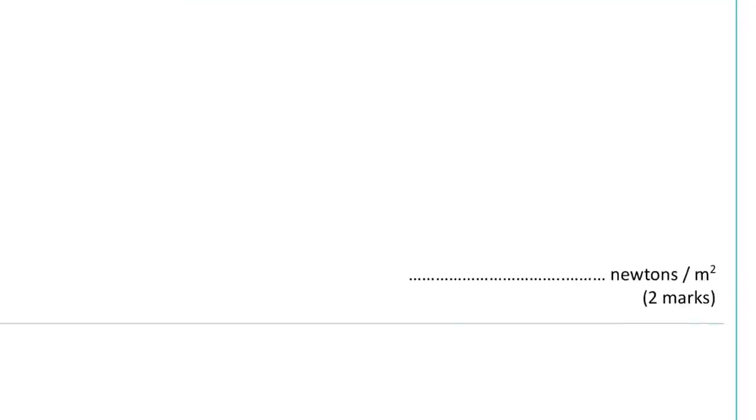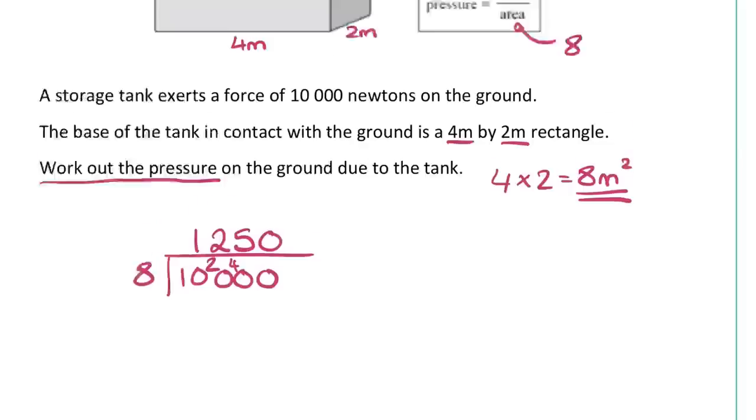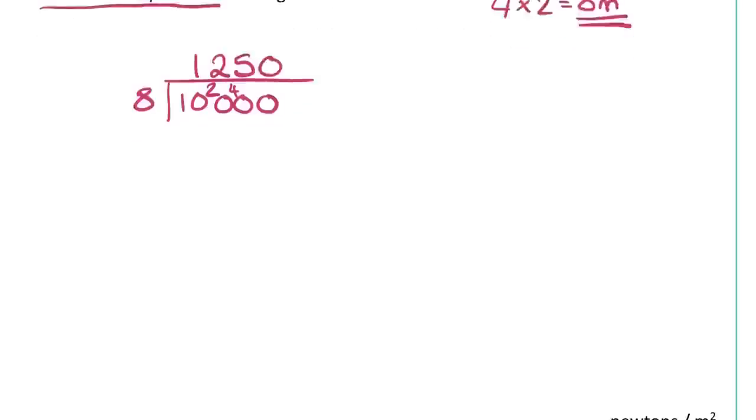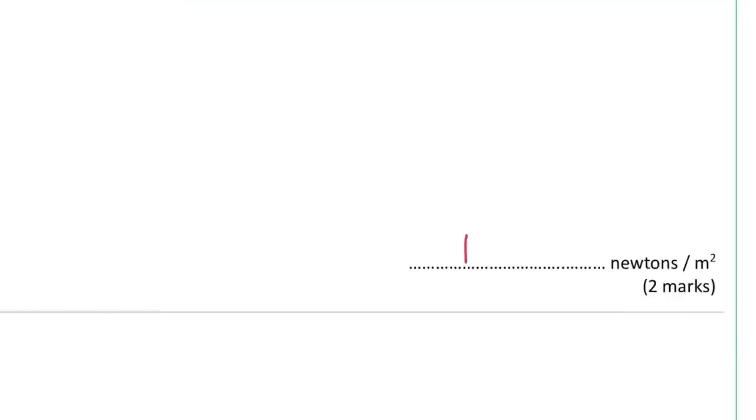Now that's newtons per metre squared. It does normally give you that on the dotted line there, but it's newtons per metre squared. We know what it is anyway, because that was 10,000 newtons on the top, metres squared on the bottom. You are dividing them, so you get newtons per metre squared if you think about that slash as a divide. So 1,250 newtons per metre squared is our final answer.